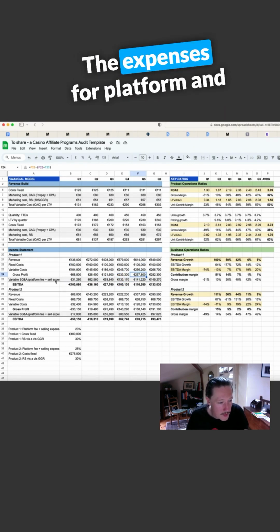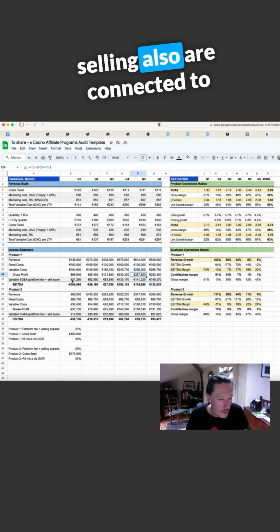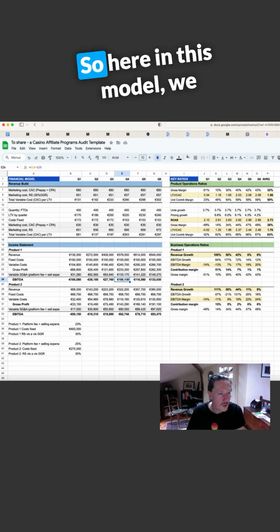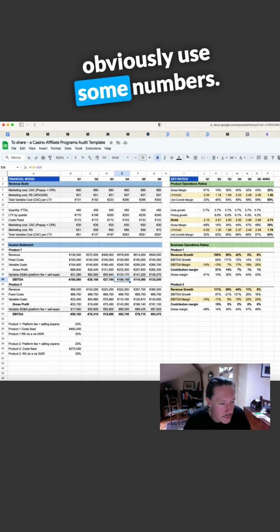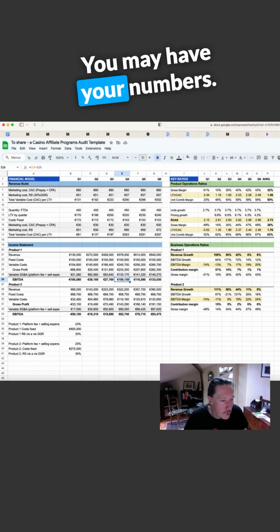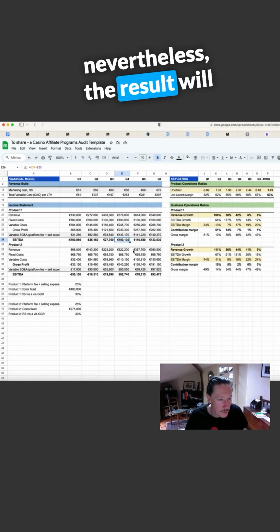The expenses for platform and selling also are connected to revenue because they constitute a portion of your revenue. So here in this model, we obviously use some numbers, they're close to real for some geographies. You may have your own numbers, nevertheless the result will stand.